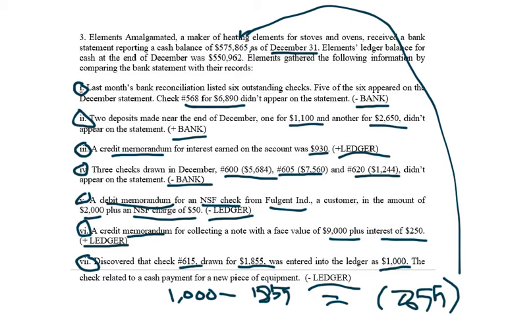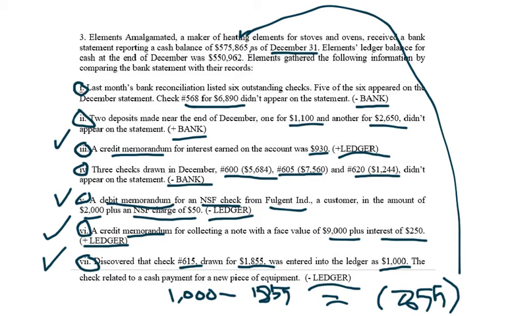Okay, so now the other elements, the rest of them, are going to be adjustments to the ledger. So we have the credit memo from 3, 5 and a debit memo, and another credit memo from the collection of the note. And then of course we had the error related to what we were doing.